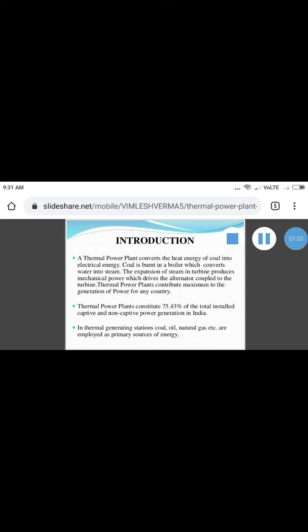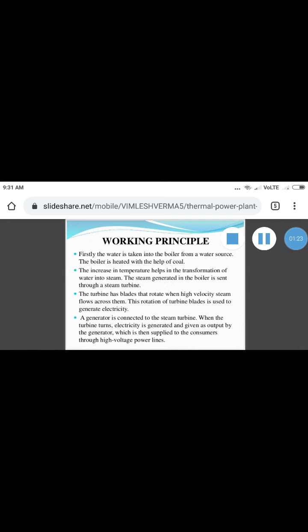Thermal power plants constitute 75.43% of total installed captive and non-captive power generation in India. In thermal generating stations, coal, oil, natural gas, etc. are employed as primary sources of energy.